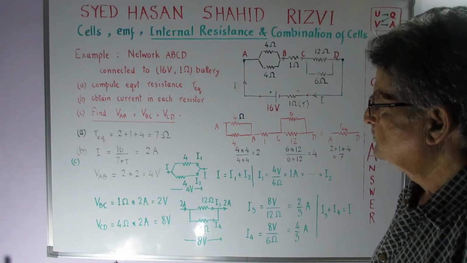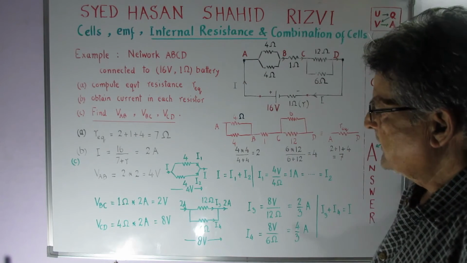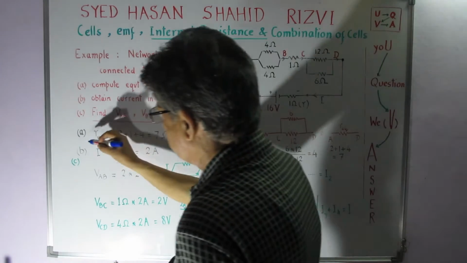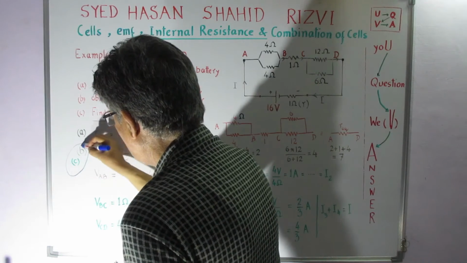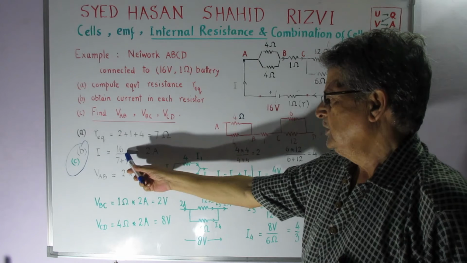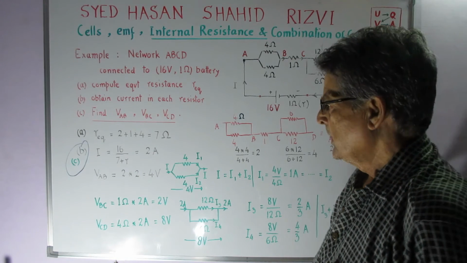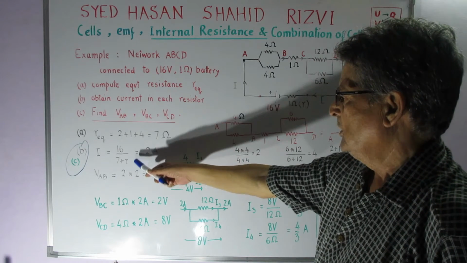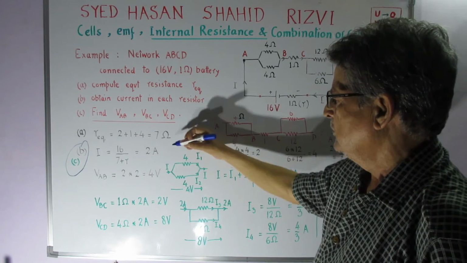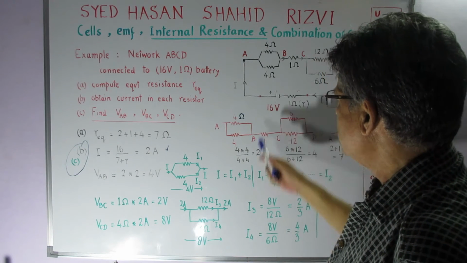Now, the current I will write. I have combined these two together. I is equal to 16 upon 7 plus small r, the internal resistance, which is equal to 1, so 16 upon 8 will give you 2 amperes. So I have been able to compute the value of I.